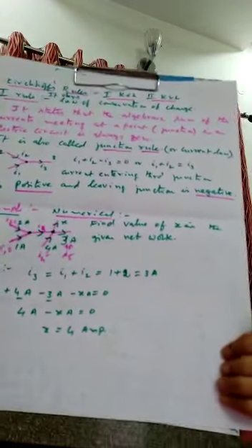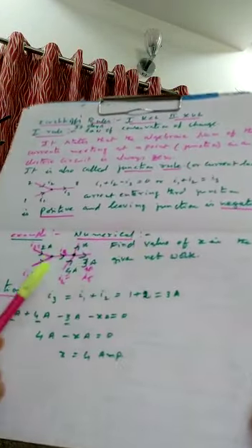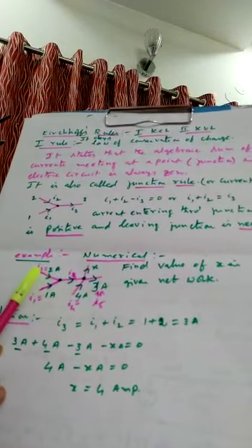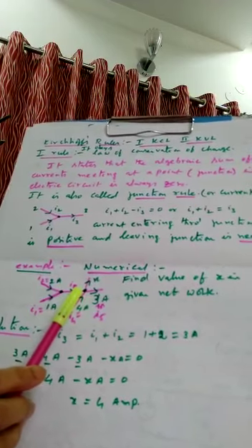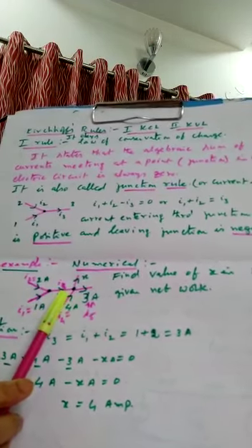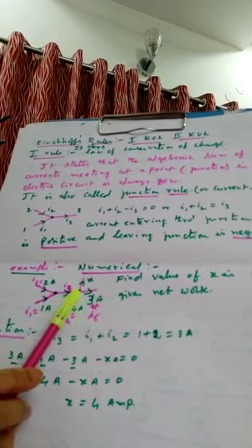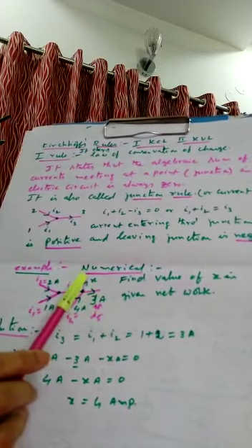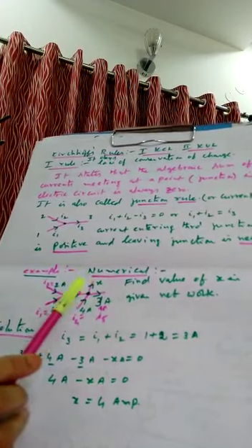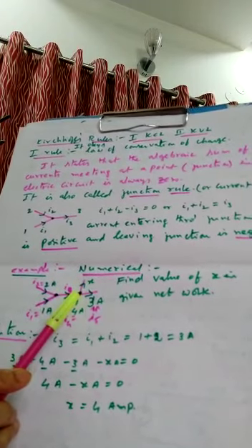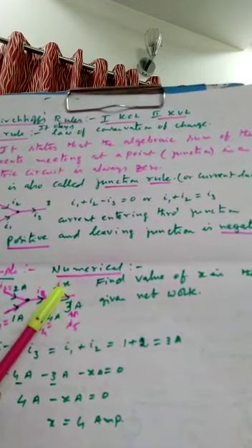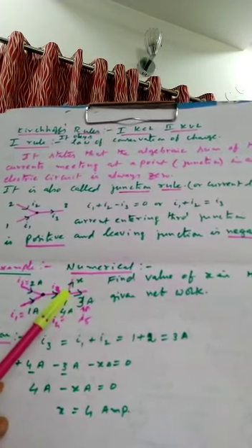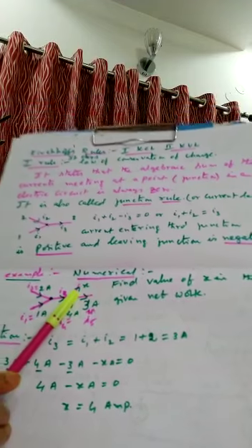Now let us solve a numerical based on that. Take this network. Here I1 is 1 ampere, I2 is 2 amperes. They are meeting at a point here. I3 is coming out. We don't know it, we have to find it out. And again I3, I4, I5, I6 are the currents at the other junction here. We have to find out the value of X, how much current is coming out of the junction.